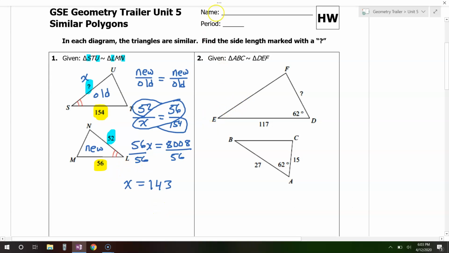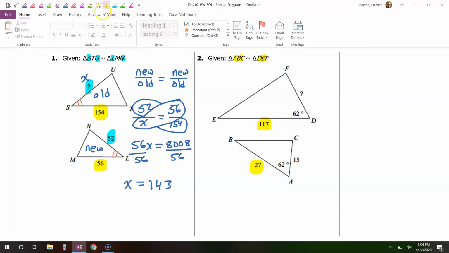Okay, so let's see if we can do something similar on problem number 2. Okay, again, the most important thing is matching up your corresponding sides. So let's see what we have. We have side AB. Okay, so here's side AB, and that should correspond with side DE. And here's DE right here. So those are corresponding sides.